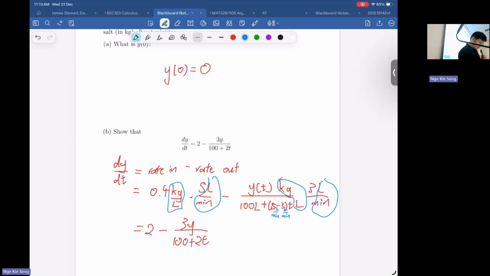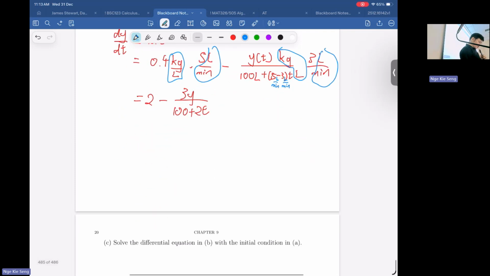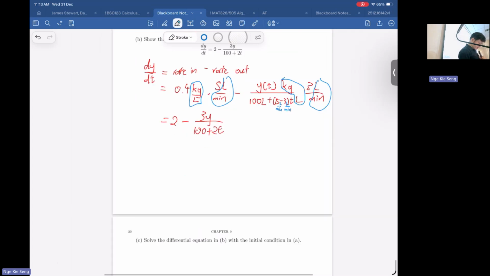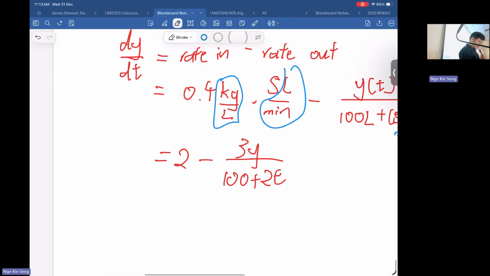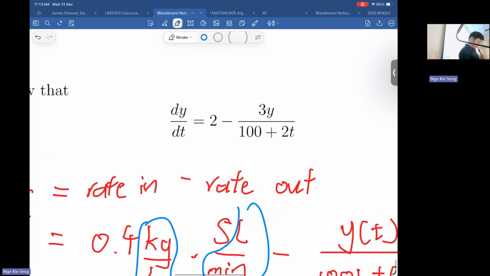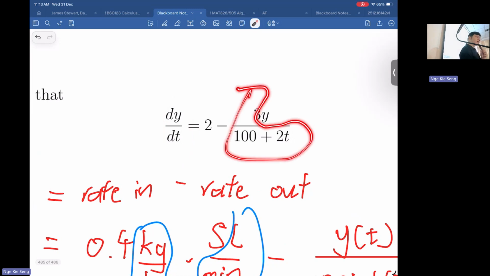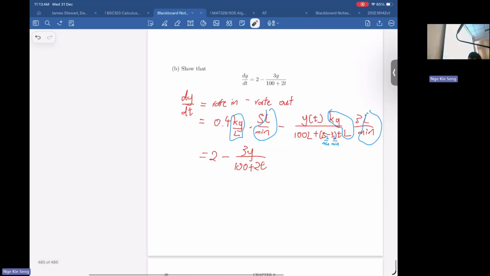Okay, no question. Then for the next step you should expect that we ask you to solve it: solve the differential equation in B with the initial condition in A. In this case, is this a first order linear equation? It is, because you're only dealing with dy over dt, the first derivative, and there's a p(t) beside this y to the power 1, and there's a q(t) here. So let's write out what we have.